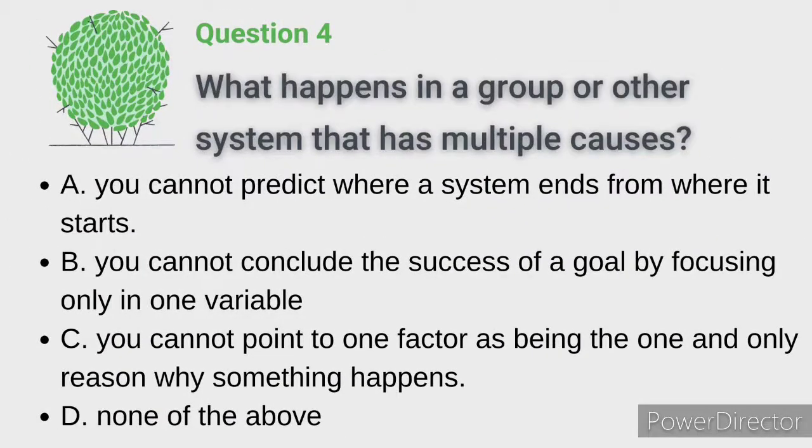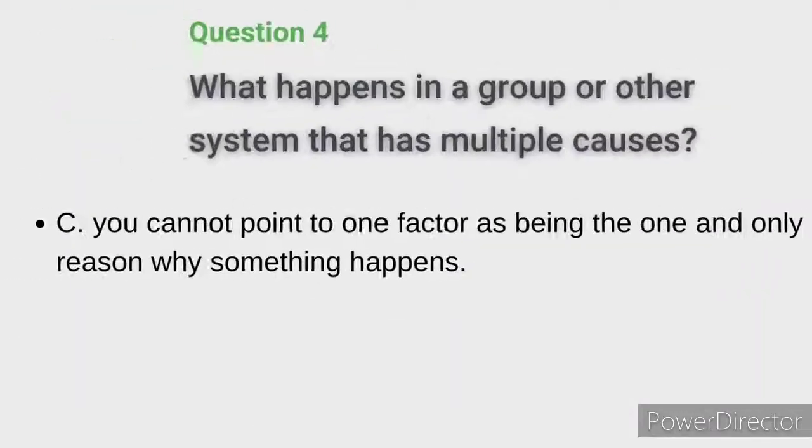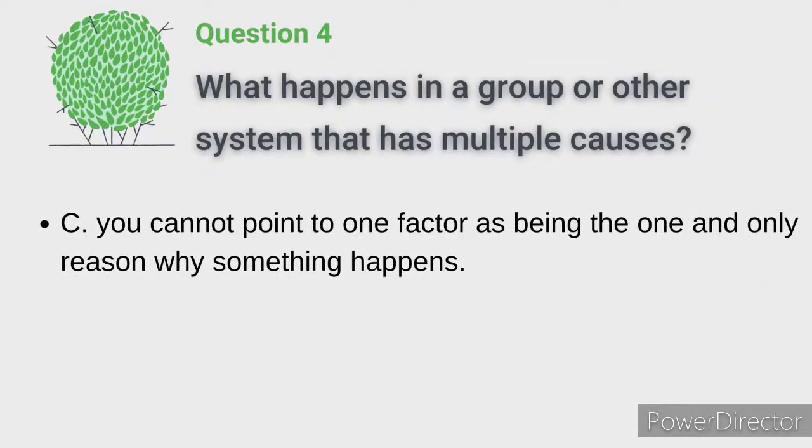Question number 4. What happens in a group or other systems that has multiple causes? A. You cannot predict where a system ends from where it starts. B. You cannot conclude the success of a goal by focusing only on one variable. C. You cannot point to one factor as being the one and only reason why something happens. D. None of the above. Correct answer? C.